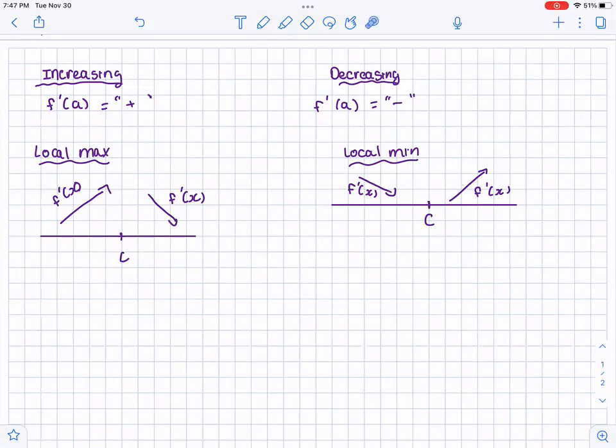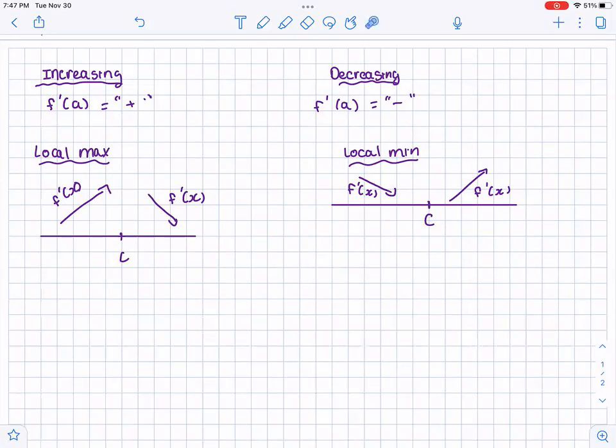Okay, this video is going to talk about increasing and decreasing of functions and how that relates to local max and local min, and how that helps us to find a function using antiderivative. So this is an introduction to antiderivative.